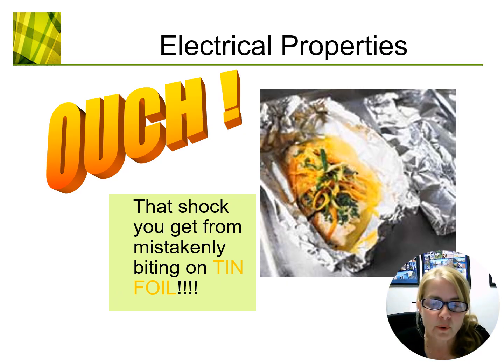Now, an electrical property that you will get is a galvanic shock. Galvanic shock is the zing that happens when two dissimilar metals hit together, and it sets up an electrical charge. I don't know if anybody's ever been biting their food and hit a piece of tin foil. The shock that you get from biting on tin foil is similar to two dissimilar metals hitting together and setting up an electrical charge.